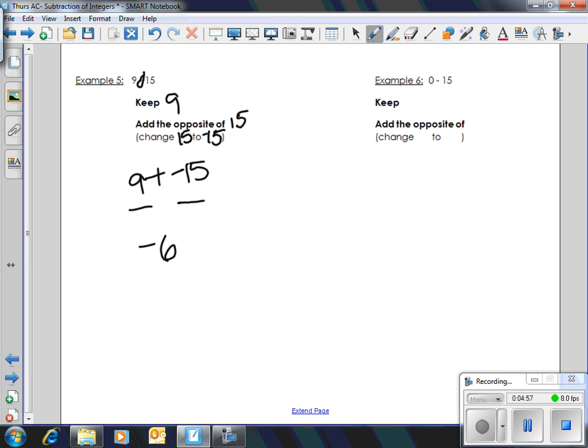Next example, I am going to keep my 0. I'm going to add the opposite of that's a positive 15. See, the subtraction sign is a subtraction sign. There would have to be another negative here for that to be a negative 15. So 15, negative 15, which means I've got 0 plus a negative 15. You got no money on your paycheck and you owe $15. That means you're still in debt for 15.